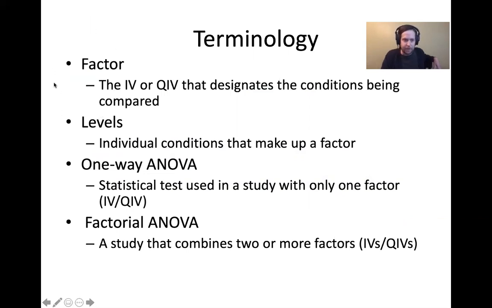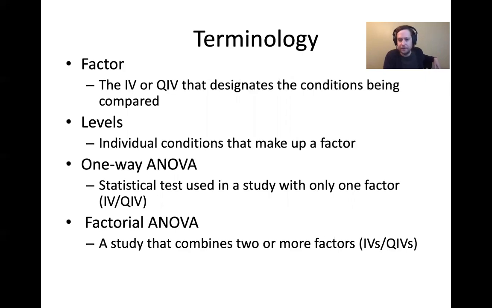I've been using the term factor. I'm pretty sure I defined this way back in week 1, but just in case we forgot, a factor basically means independent variable or quasi-independent variable. In stats, IVs and QIVs are treated the same. So factor basically means it's an IV or QIV. We don't care whether it's an IV or QIV. Factor is another word for independent variable, or another word for quasi-independent variable.